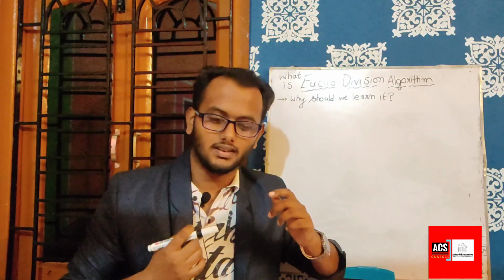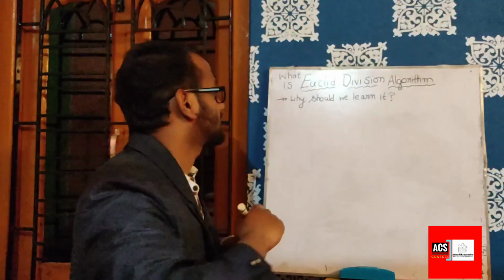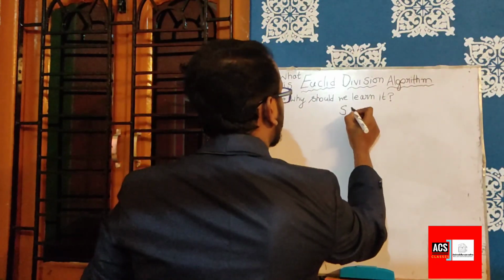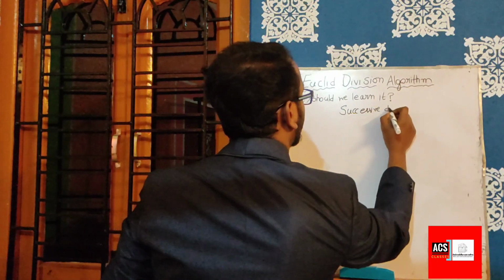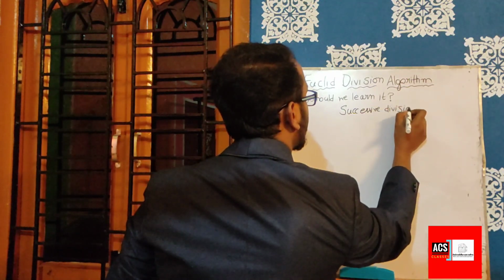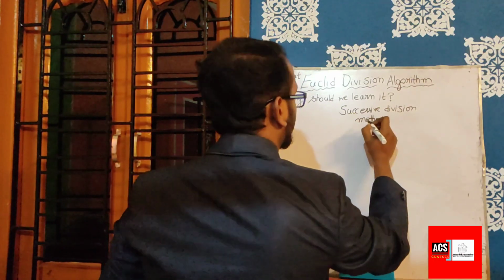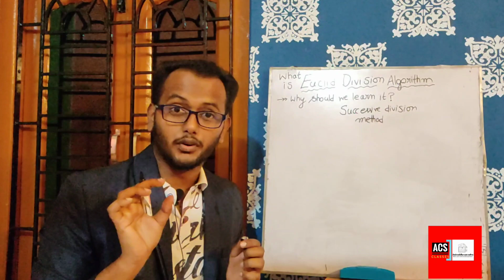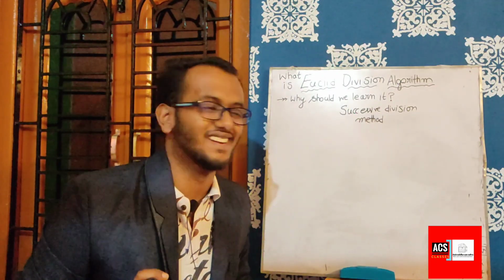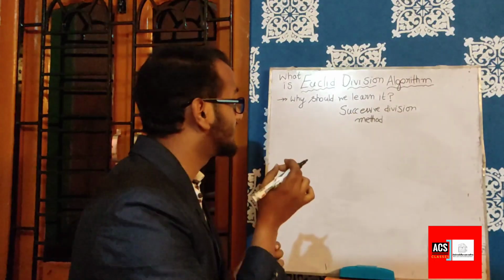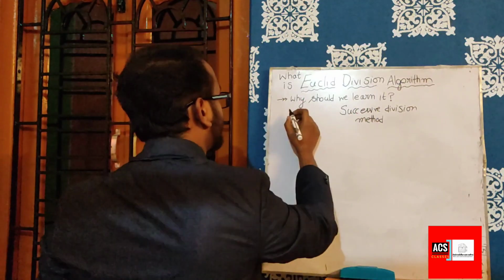So how will you do it? Euclid division lemma gives a special way, and the special way is successive division method. Using successive division method, we are going to find the H.C.F of two positive integers. So how does this successive division method work?